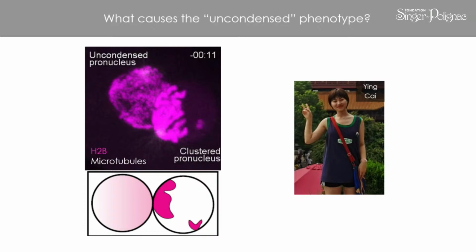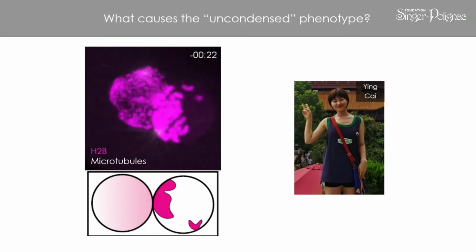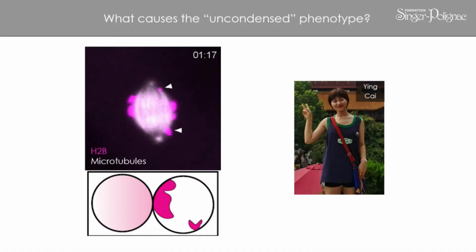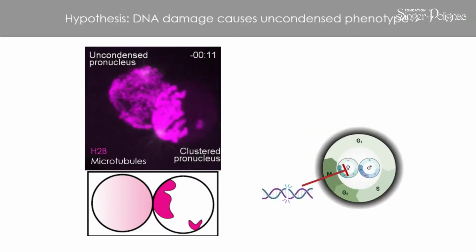So together with Ying, a PhD student in the lab who was brave enough to join me, we went back to look at this uncondensed phenotype. As I mentioned, and as you can see in this video, there's really a massive number of chromosome segregation problems. The video is a bit off, but you would see a lot of lagging chromosomes between the two spindle poles. And what we thought is that it could actually be that this nucleus is carrying DNA damage, and then the activation of the DNA damage checkpoint is blocking progression selectively in this nucleus.